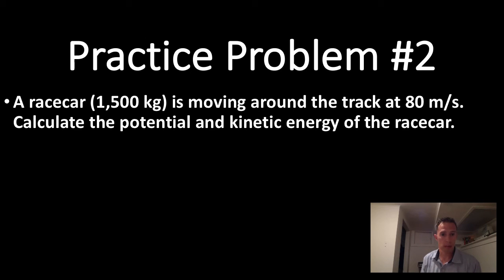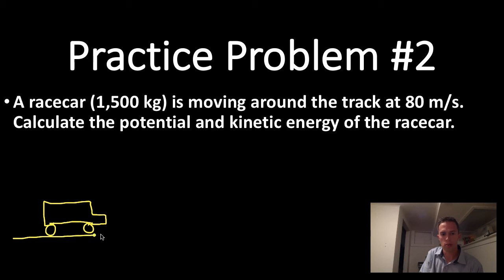For this one, it says a race car, its mass is 1,500 kilograms, is moving around a track at 80 meters per second. Calculate the potential and kinetic energy of the race car. Okay, let's draw what's happening here. I'm not the greatest at drawing, especially a race car, but anyway, you get the point here.